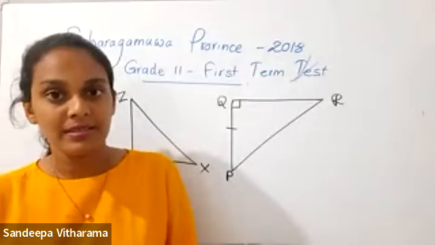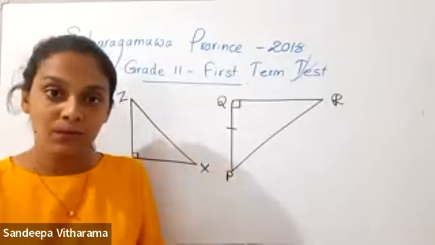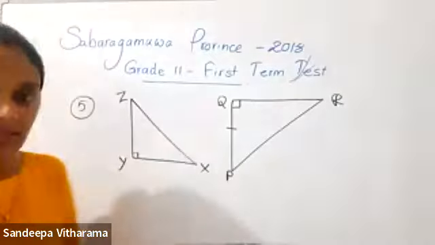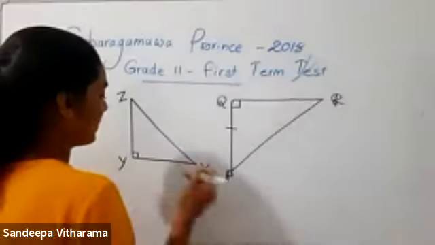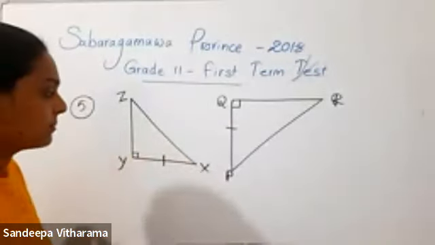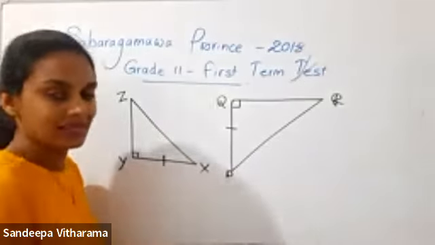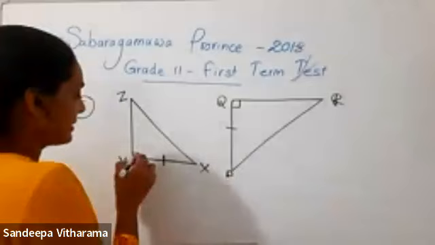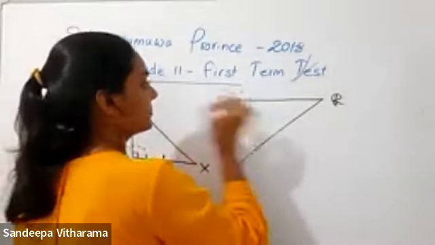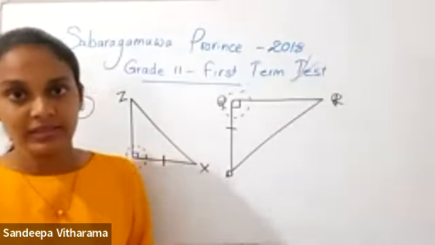There are 4 cases. To be congruent under one of those 4 cases, 3 elements should be equal to each other. Then you have to identify correctly which three elements are equal. By looking at these two triangles, we can see that there is a right angle in both triangles. That means we can identify these two are right angle triangles.